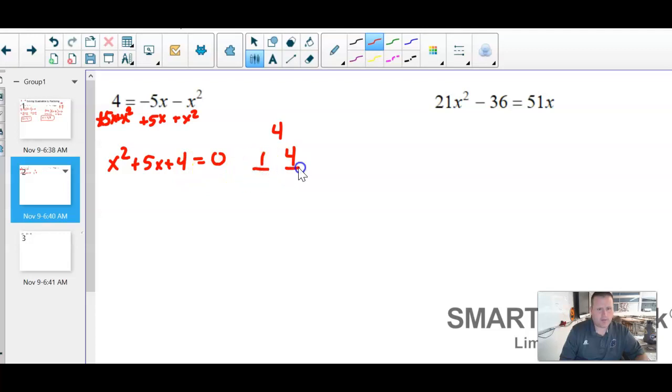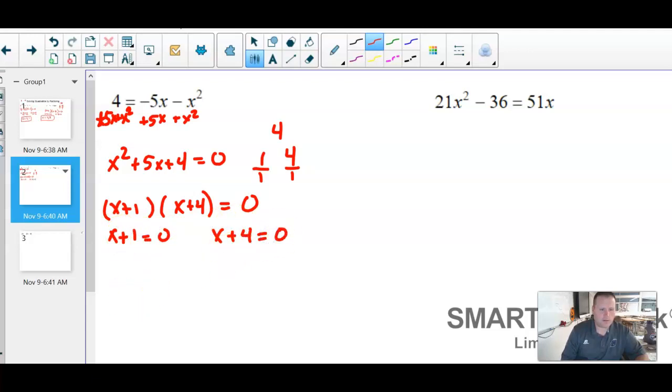Again, I have to divide those by a, which is 1, which does not change that. So this will be x plus 1 and x plus 4. And I put that equal to 0. I use my zero product property, which is going to just say that x plus 1 has to equal 0, or x plus 4 has to equal 0, which means when I subtract the 1 and subtract the 4, x is equal to -1 and -4 in this case.